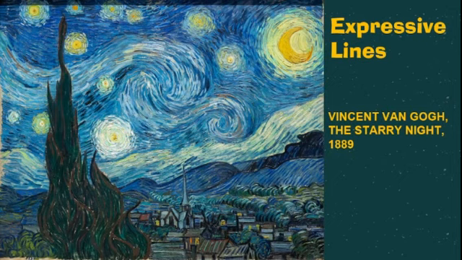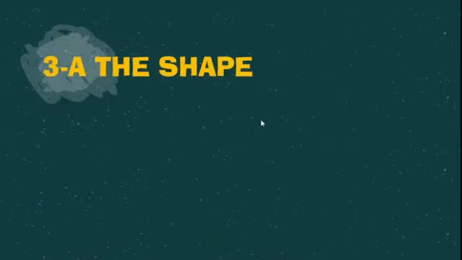The Starry Night by Vincent van Gogh. Okay, so as you can see there, the expressive lines are very obvious. We have the moon here and we have the twinkling stars. And if you stare at it for too long, it would appear like they're actually moving. Okay. Next, we have the shape.